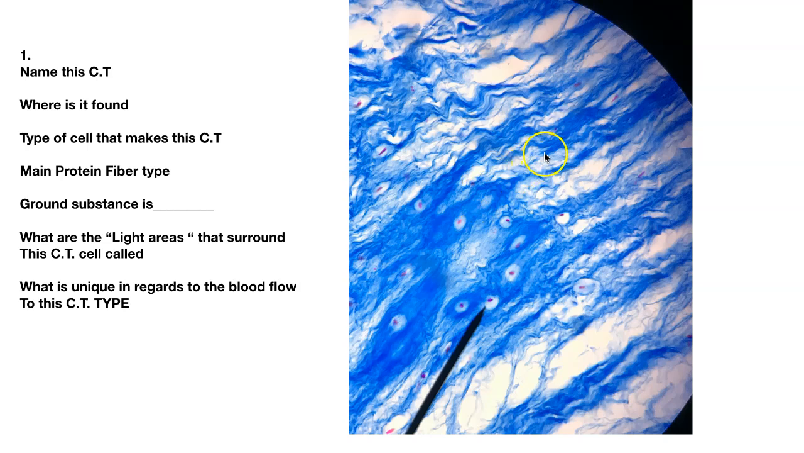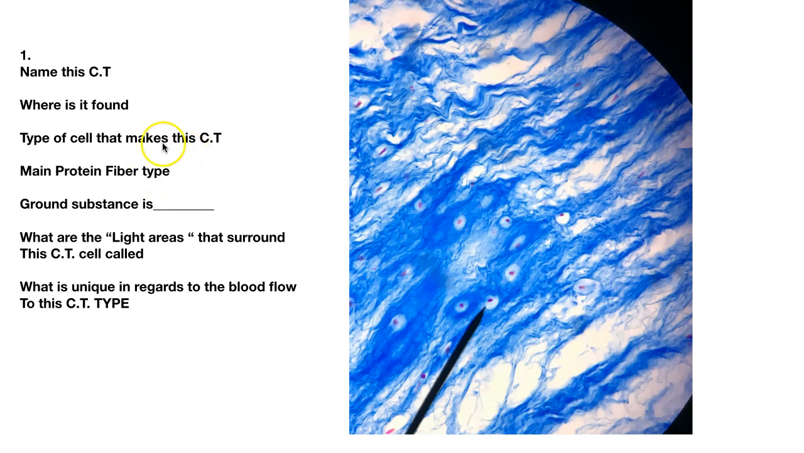Remember, fibrocartilage, the matrix is filled with collagen protein fibers. All this blue stuff is the strong collagen protein fibers. Where is it found? This is our strongest cartilage. It's going to be in the menisci of our knee. It's going to be in the intervertebral discs, those discs in between our vertebrae. And it's going to be in the pubic symphysis. It's the cartilage that's holding the two hip bones together.